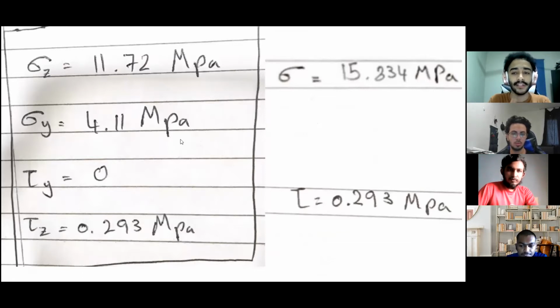Here we have all the stresses. The bending stress in the z-axis is equal to 11.72 megapascal. The bending stress in the y-axis is equal to 4.11 megapascal, and the shear stress in the y-axis is equal to 0, and the shear stress in the z-axis is equal to 0.293 megapascal. And here, the resultant for the bending stress is equal to 15.8 megapascal, and the resultant for the shear stress is equal to 0.293 megapascal.